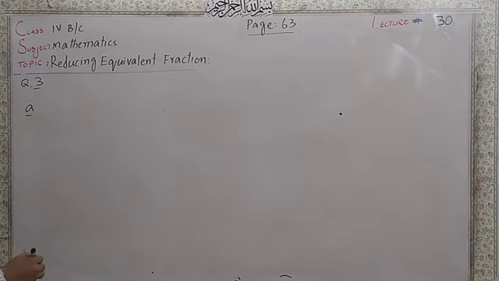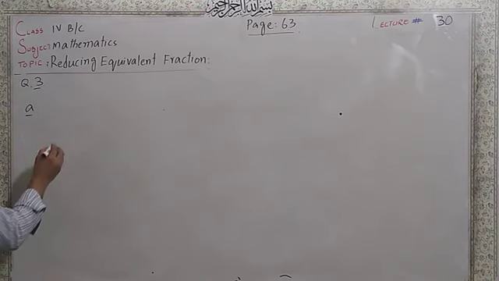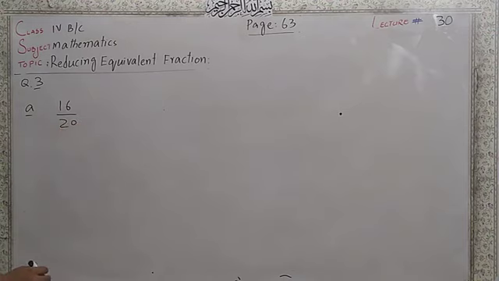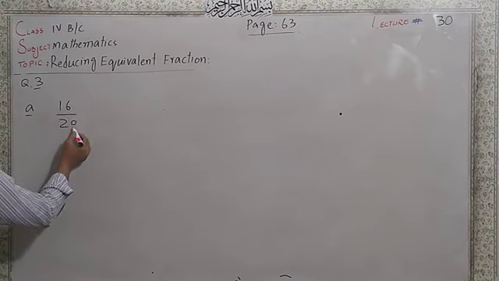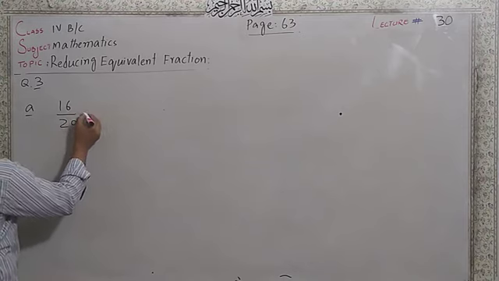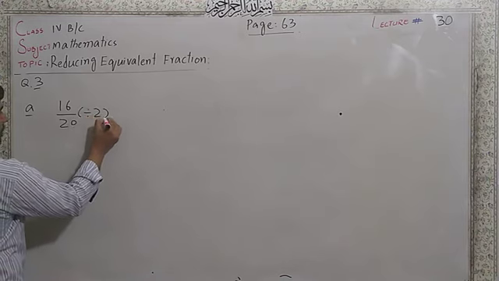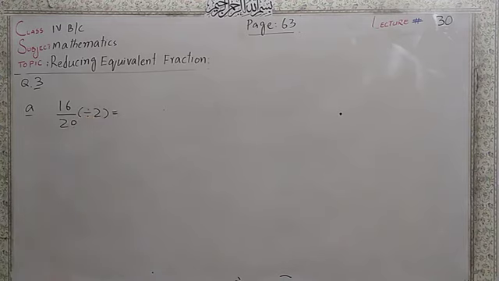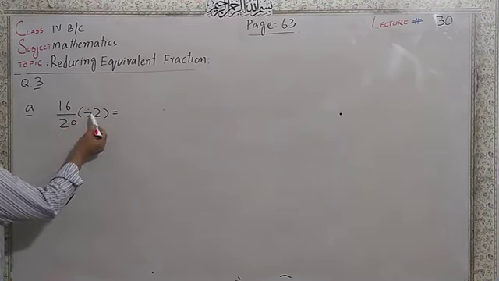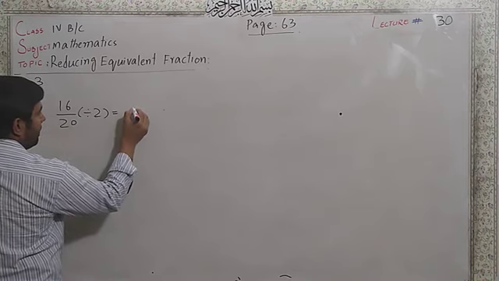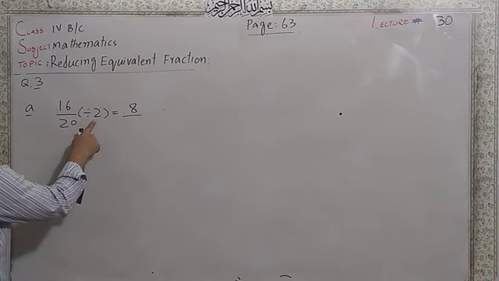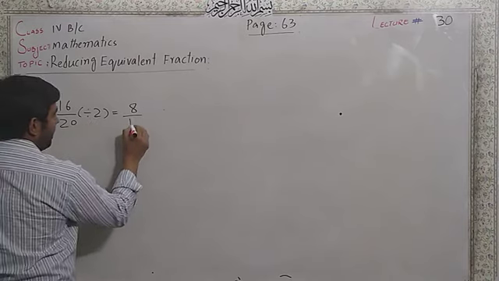Part A, 16 over 20. We have to divide this numerator and this denominator by the same number. This is 16 and this is 20. We can divide both by 2. Okay? 16 divided by 2 and 20 divided by 2. When 16 is divided by 2, it will be 8. And when 20 is divided by 2, it will be 10.